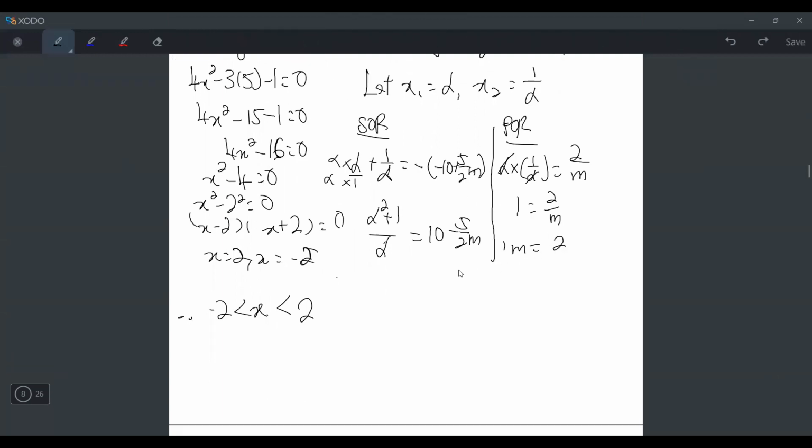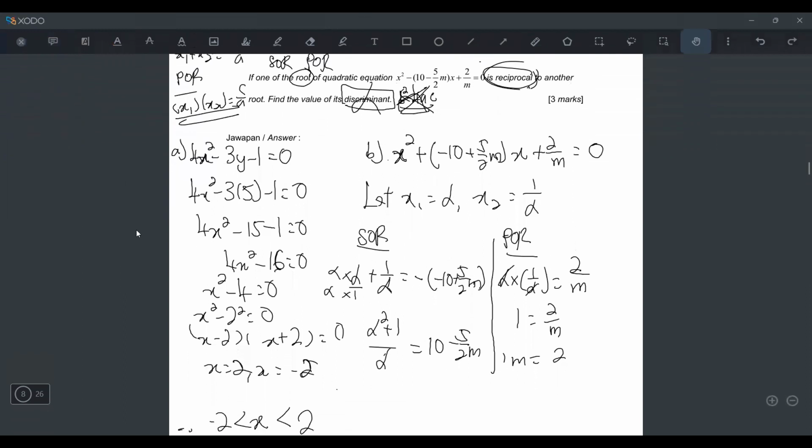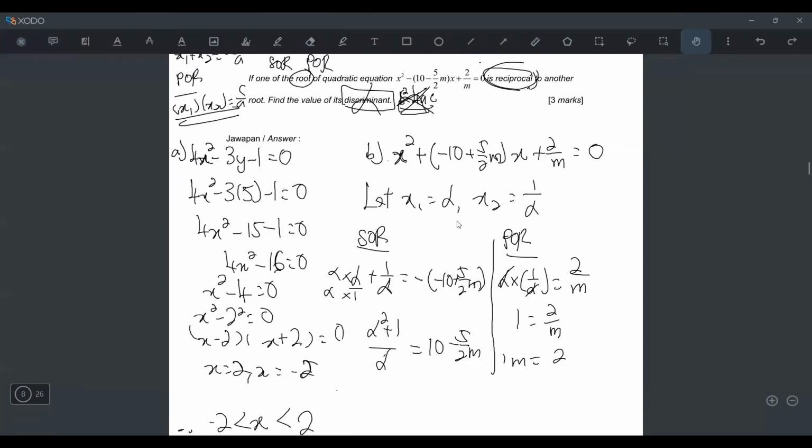So now can I replace the m with 2 here and then find alpha? Can, right? But you don't have to. Do you know why you don't have to do that? Because the question didn't even ask you to find m. I mean, the question didn't even ask you to find the alpha. They never ask you to find the roots. If they ask you to find the roots, it means you need to know the alpha.